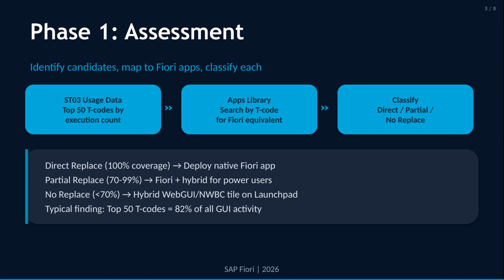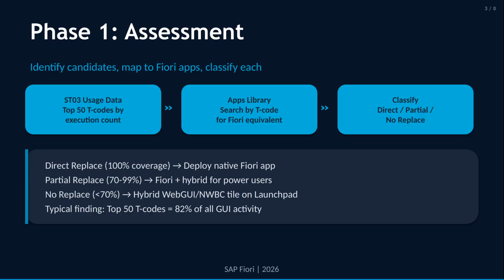Next, for each transaction, check the SAP Fiori Apps Library for a corresponding Fiori app. The library lets you search by transaction code. Enter ME21N and it shows you F0342, Create Purchase Requisition, as the Fiori equivalent. Not every transaction has a direct replacement.